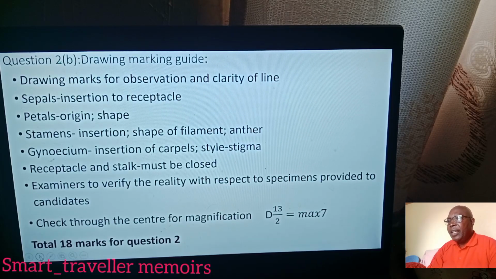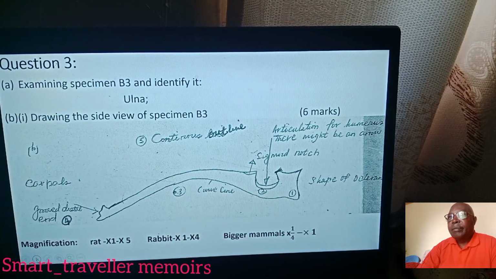Examiners to verify the reality with respect to specimens provided to candidates. Check through the center for magnification. So the drawing mark is 13 areas you are looking at. You divide by 2, you get a maximum of 7. And the total marks for question 2 is 18 marks.